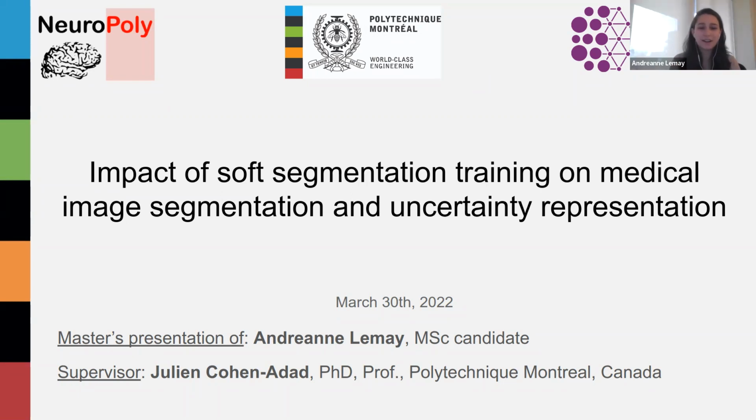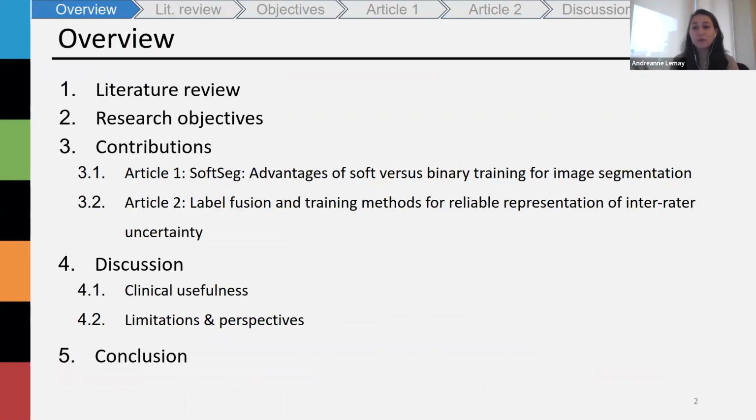So without further ado, I'll start my presentation on the impact of self-segmentation training on medical image segmentation and uncertainty representation. So first of all, what's on the menu for today? I'll start with a short literature review on deep learning models for segmentation and some issues with them. Then I'll move on to my research objectives and contributions to tackle some of these issues. Then I'll do a discussion on the clinical usefulness, limitations, and perspectives of this work. And I'll finish up with a short conclusion.